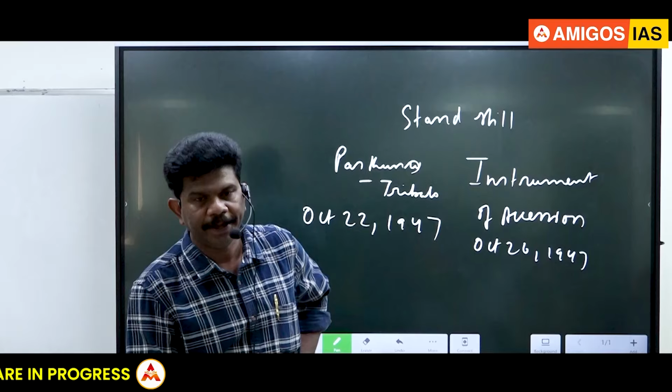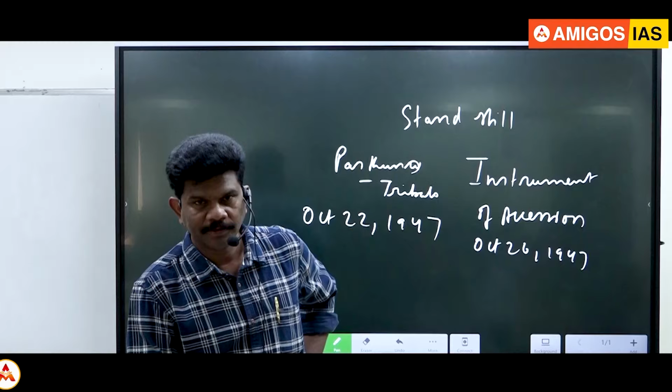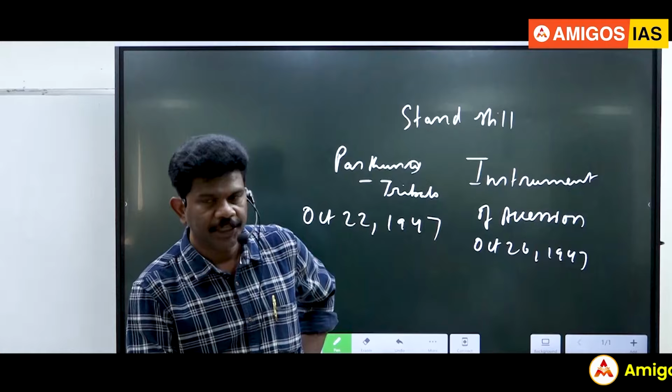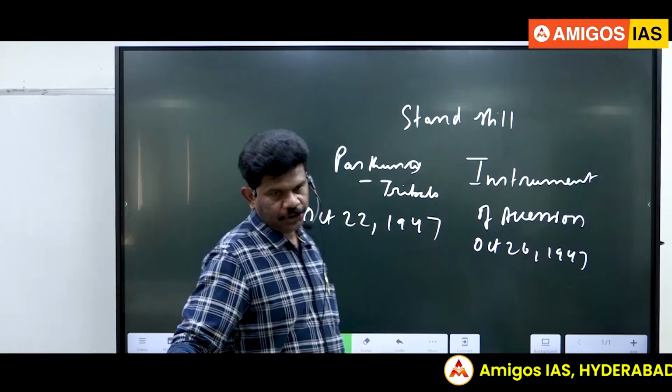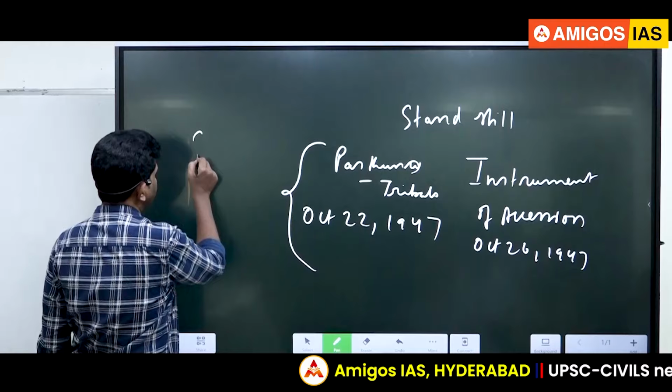Who gave Jammu and Kashmir to Hari Singh? Britishers gave. It was Britishers' property. They gave it to Hari Singh, and Hari Singh gave it to India. With which treaty? Instrument of accession treaty. Then the Indian government moved the army to Srinagar, to Srinagar airport.